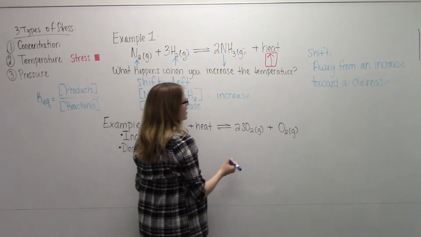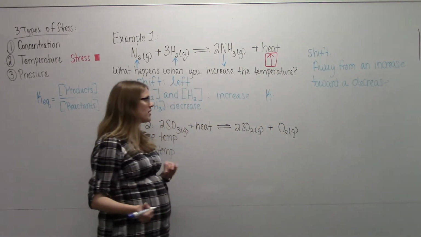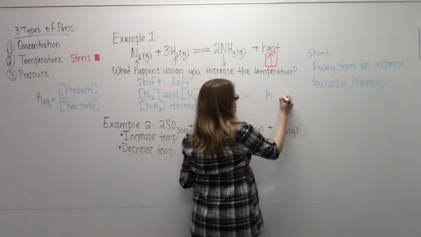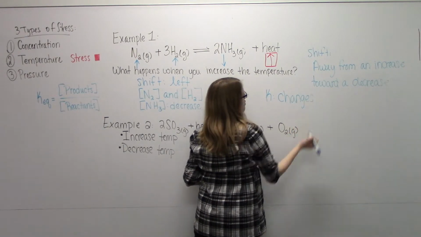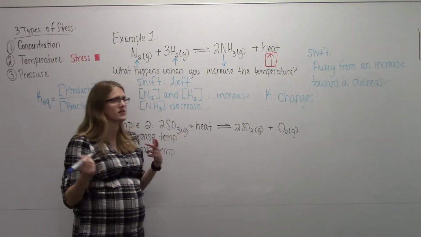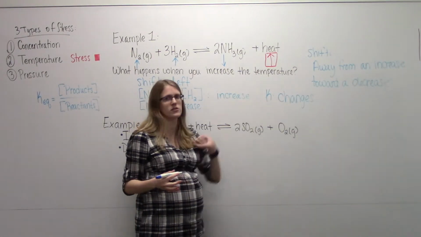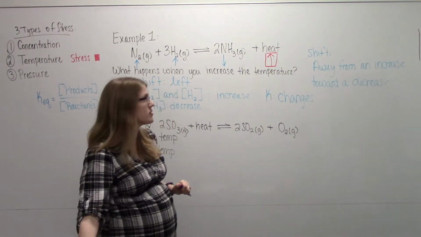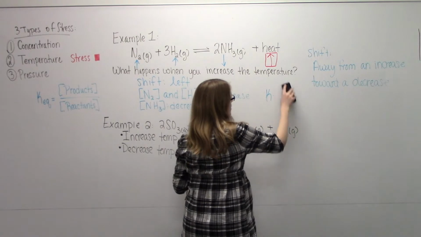Now we do have to talk about K. Now there's a slight difference between academic and honors. K, you would just need to know that K changes. You would not need to tell me exactly how it changes. You would just need to know, since the temperature is changing, K is no longer constant. K has changed. Now, honors folks, you're going to need to tell me exactly how K has changed.